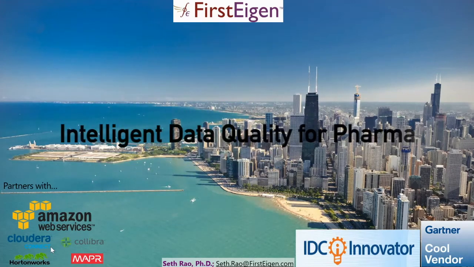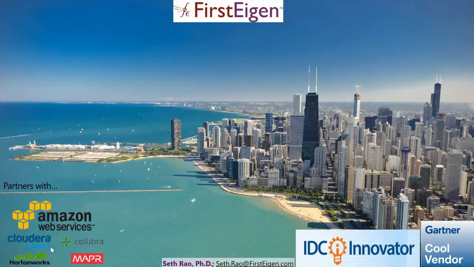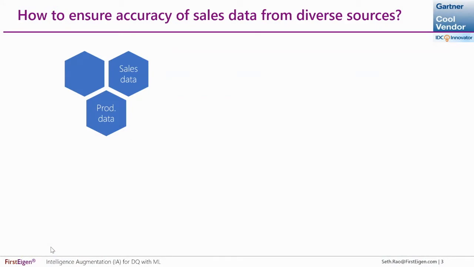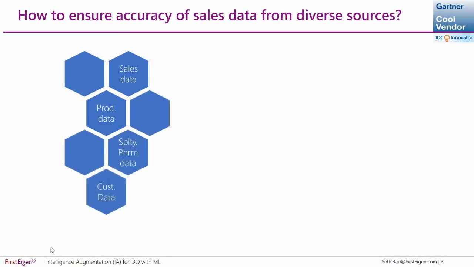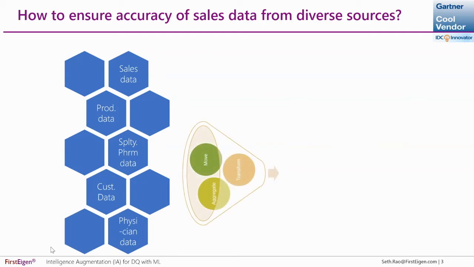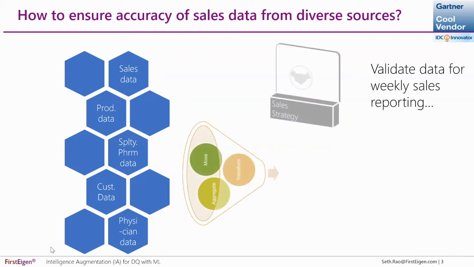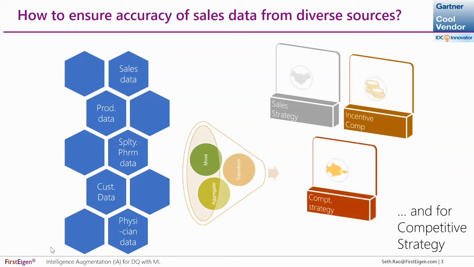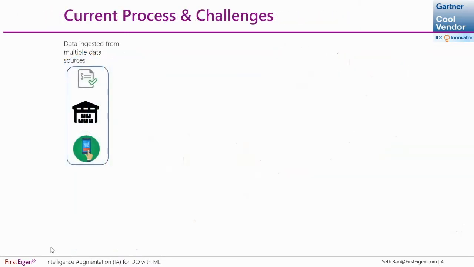This is an introduction to intelligent data quality validation for the pharma industry. Powered by machine learning, it simplifies the business user's data validation tasks enormously. One of the key challenges pharma business users face is to validate the accuracy of sales data from many different sources. For example, the sales data is vital for weekly sales reporting, incentive compensation, and for competitive strategy.